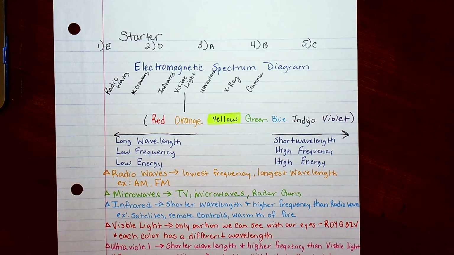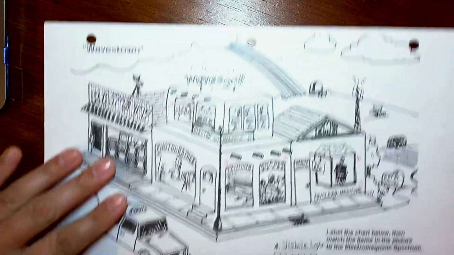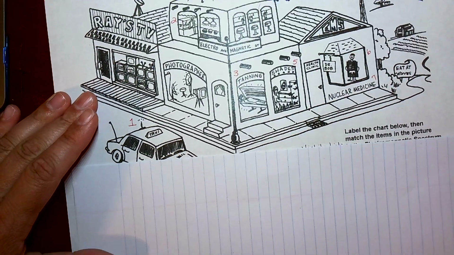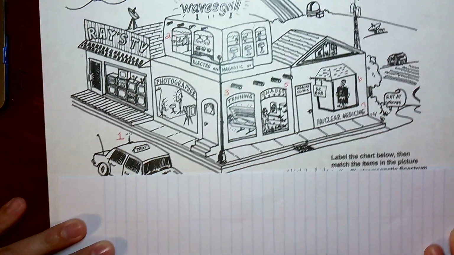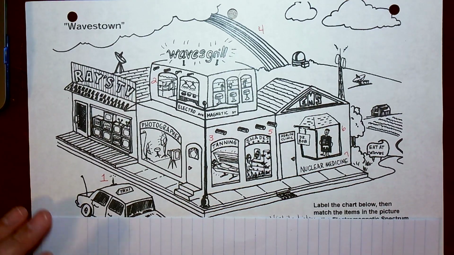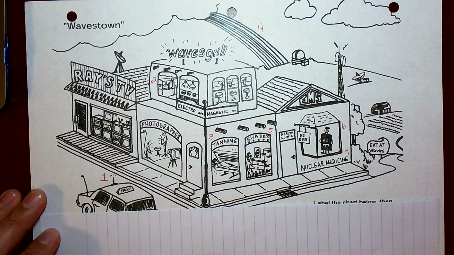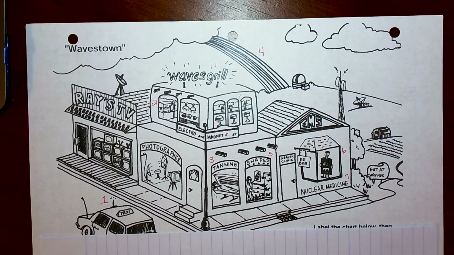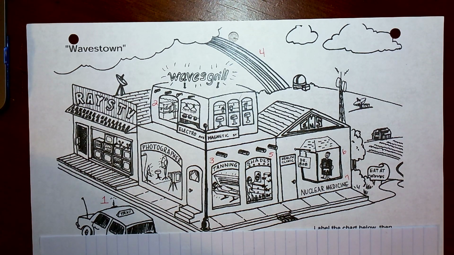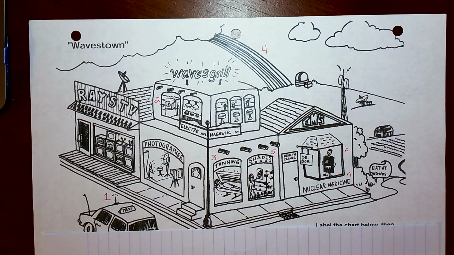So now what I want you to do, you have a worksheet. You have two sides to it. One side of it is called Wavestown, which looks like this. It is called Wavestown. I have numbers in this picture, and you have lines up on it here as well. So what I want you to do is match these numbers up. Okay? Match your numbers up. I'm trying to zoom in so you can actually see your numbers. All right. So your number one, so just draw when you get your paper.